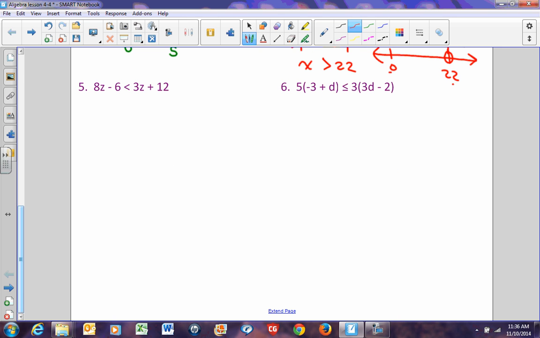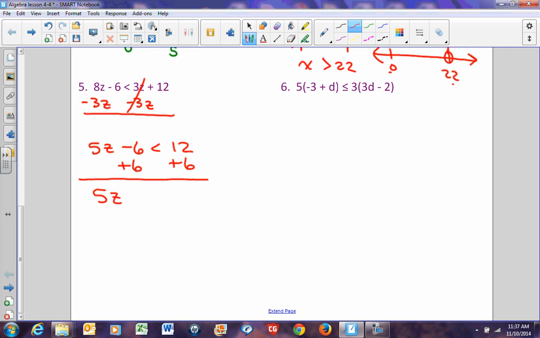Number 5 says 8z minus 6 is less than 3z plus 12. Before I can get rid of addition and subtraction, I need to get all my variables on one side of the inequality or the other. So I'm going to subtract 3z from the left side and subtract 3z from the right side as well. 8z minus 3z is 5z. Minus 6 is less than 12. Now I need to get rid of the subtraction of 6 by adding 6 to both sides of the inequality.